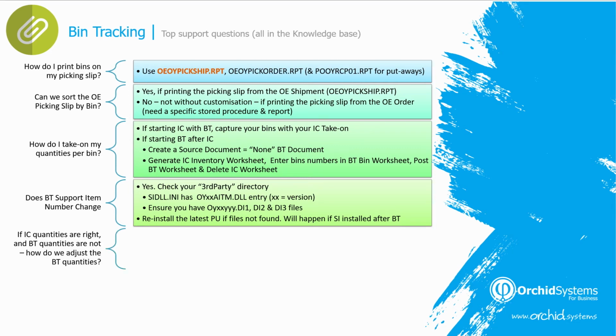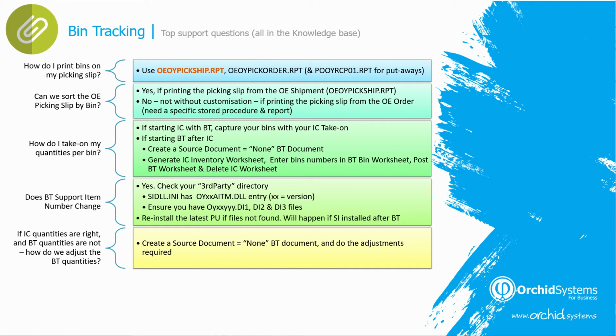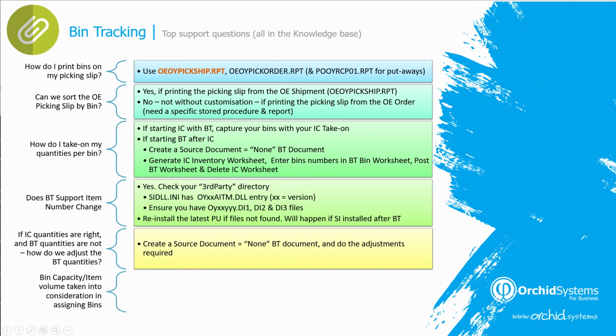If the IC quantities are right and the BT quantities are not, how do you adjust the BT quantities? So here you would create a bin transfer document where the source document is none, and then do a pick or a put away of all the items and quantities that you need to get your quantities in sync with IC. Is the bin capacity or the item volume taken into consideration when assigning bins to PO receipts or any putaways?